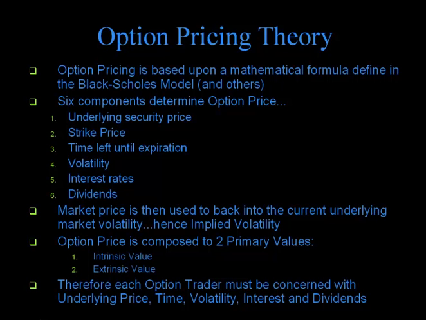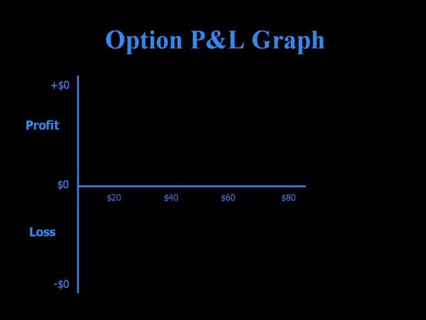Now, all of these factors, because they go into determining an option price, an option trader must be concerned with them, obviously. If you're going to trade something, you've got to understand what's going to make that price go up and go down. So you're going to be concerned, obviously, with the underlying price, time, volatility, interest, and dividends. You're going to understand how these all work together to derive an option price.